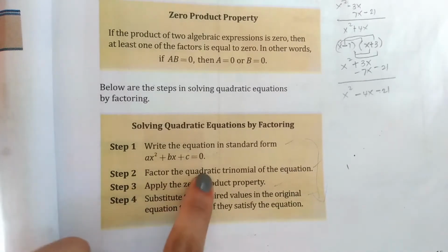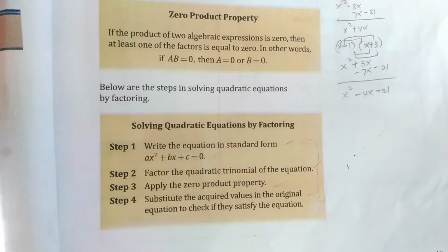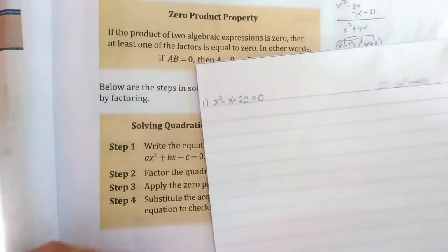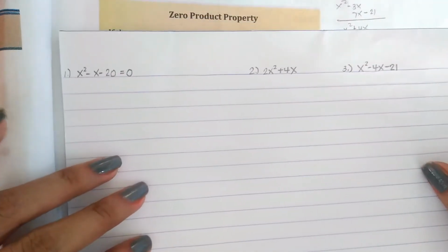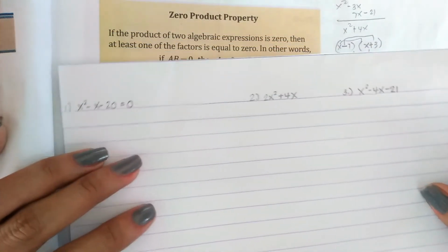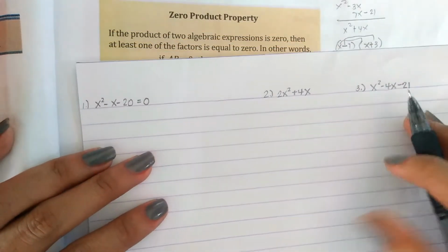Step 2, factor the quadratic trinomial of the equation. Step 3, apply the zero product property. Then substitute the acquired values into the original equation to check if they satisfy the equation. So I prepared 3 examples in here.